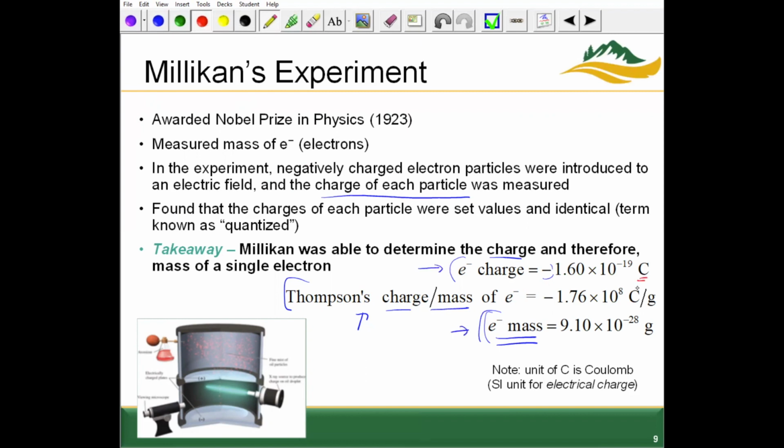This capital C here is a coulomb. It's the SI unit, the standard unit for electrical charge. Then we've seen grams before, so that's mass. You might notice the exponent here of how light an electron is in grams. It's very, very, very small mass. Similarly, the charge is very small as well.